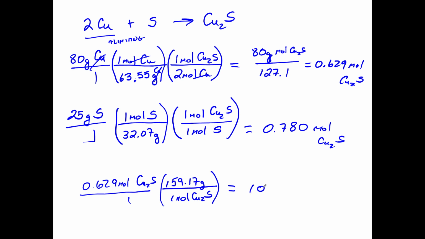And basically you're going to get 100 grams of material. And that's how you solve. So what we did was figure out the limiting reagent, which is this guy. We make 0.629 moles of copper 2 sulfide compared to 0.78, so we still have some sulfur left. Theoretical yield is going to be 100 grams of copper 1 sulfide. And you can figure out how much stuff you have left, and we may do that with the other example. So let's look at our other example.